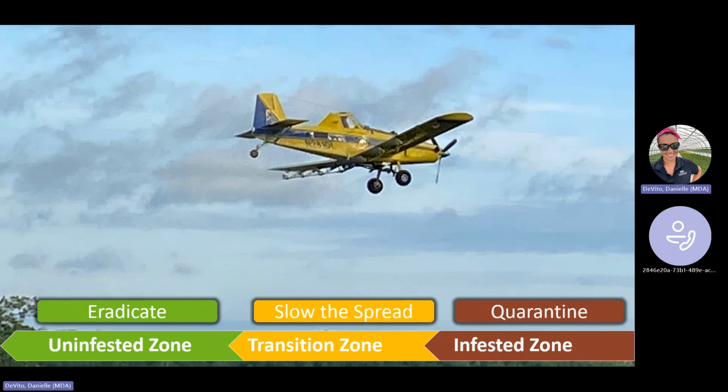Regulations are in place in the quarantine to reduce the spread of spongy moth to uninfested areas. Part of those regulations include training such as this. In transition zones, we actively work to manage the spongy moth with what we would call mating disruption management. If isolated populations are identified in the uninfested zone, the goal is to eradicate using a product called BTK.